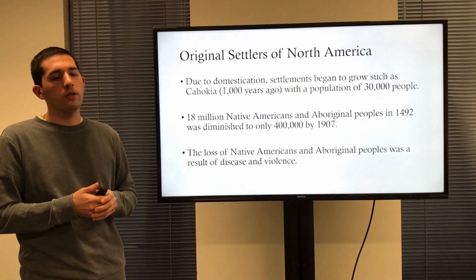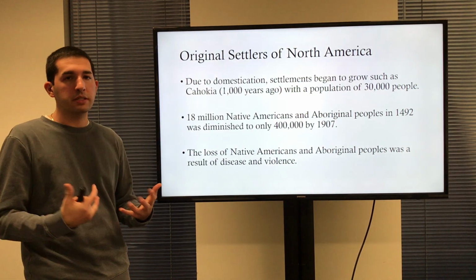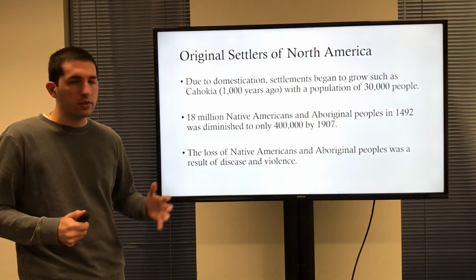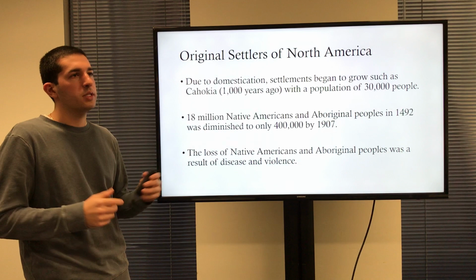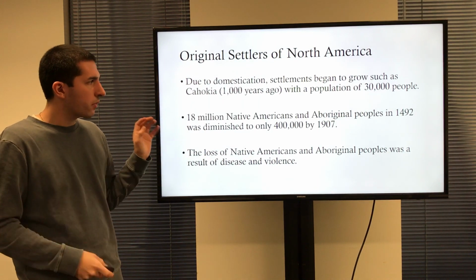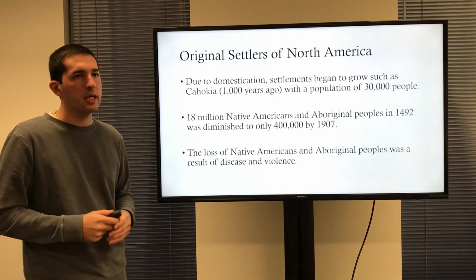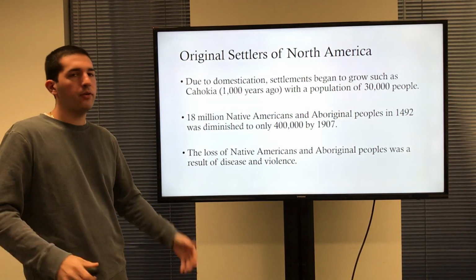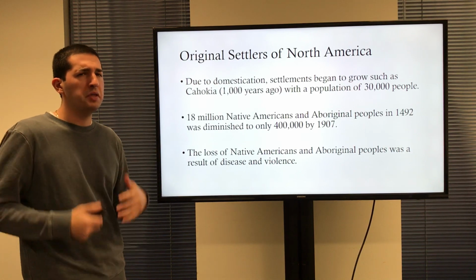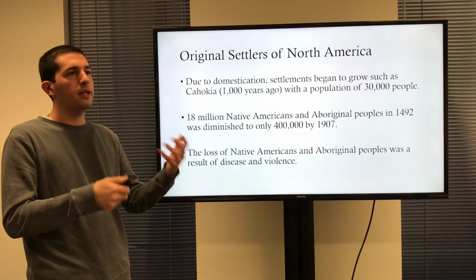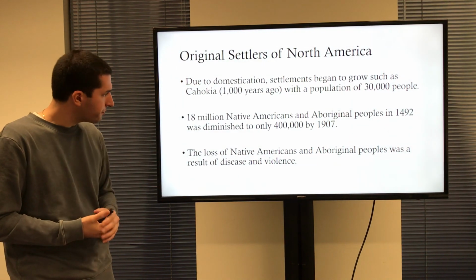So, original settlers of North America: due to domestication of plants and animals, settlements began to grow in the United States. 1,000 years ago, there was a settlement of Cahokia in Illinois, with a population that exceeded 30,000 people. So this is where you can finally start to see these large settlements and people gathering. You had trade happening, and that's not to say that these things weren't happening before, but these large settlements sort of began to happen at this time, or at least so we recognize according to our textbook.